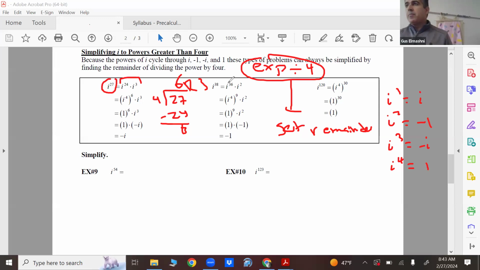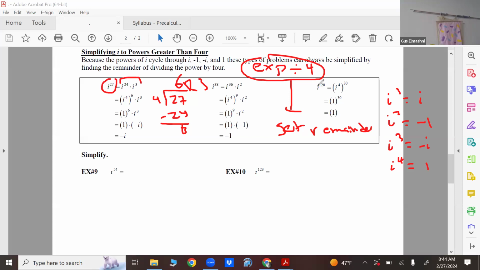Let's look at i to the 30. 30 is not divisible by 4, but it has a remainder of 2, right? So i to the 1, i squared, okay, i squared is -1. Now i to the 120. Is 120 divisible by 4 cleanly? Yeah, right? So it's going to be the fourth in that sequence. So it goes i, -1, -i, 1. That's why it's just 1.